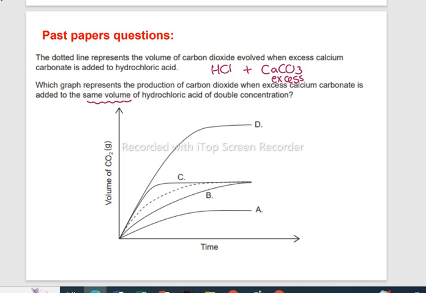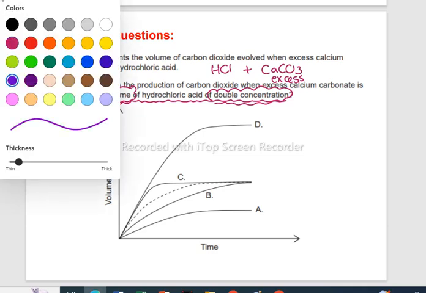So here I have my change. So hydrochloric acid, I use the same volume, and I have double the concentration. So let's start with the questions. What happens to the initial rate of reaction?